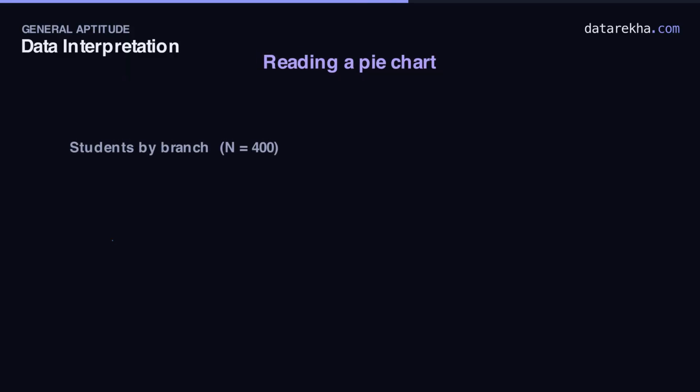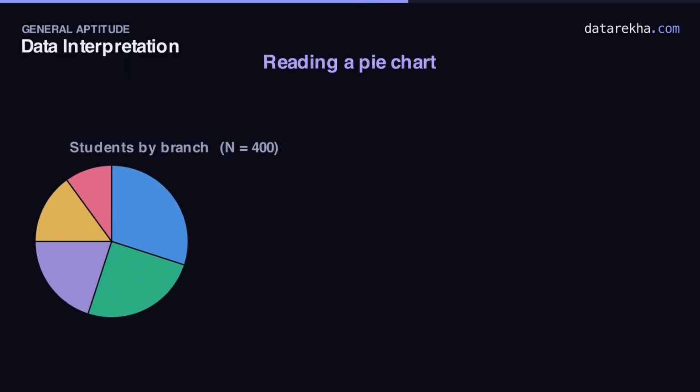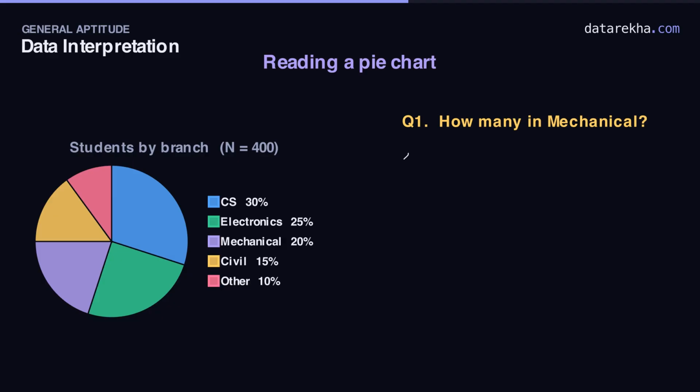A pie chart shows shares of a single whole. Here, 400 students split by branch. Each slice is a percentage, and every slice together makes 100%, the full circle. How many students study mechanical? The slice says 20%, but a percentage is only a proportion. To get a count, multiply by the total. 20% of 400 is 80 students.